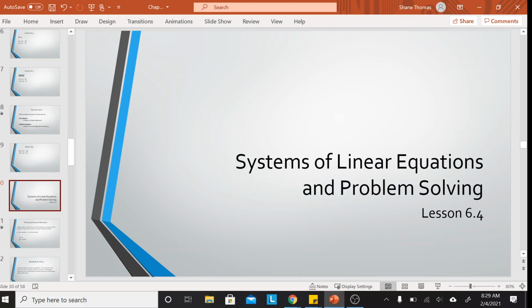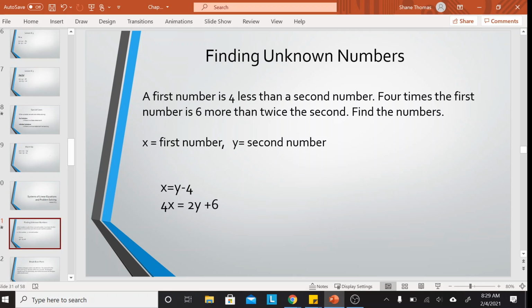All right, so then systems of linear equations and problem solving. This is where we got into our word problems. So for our word problems, we looked at 4 or 5 different types. Let's just kind of talk through those real quick. The first type we had was just unknown numbers. It's one where you break down the sentences.